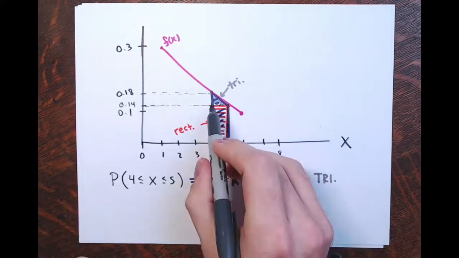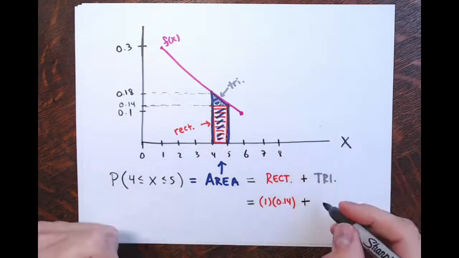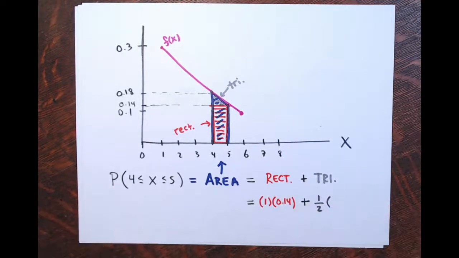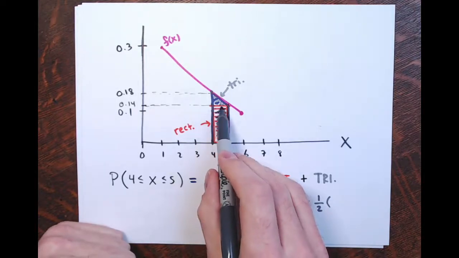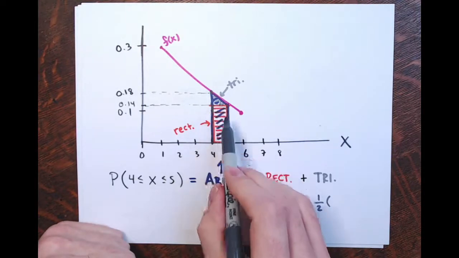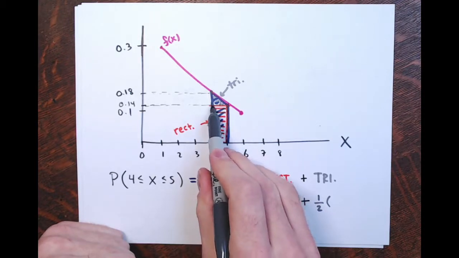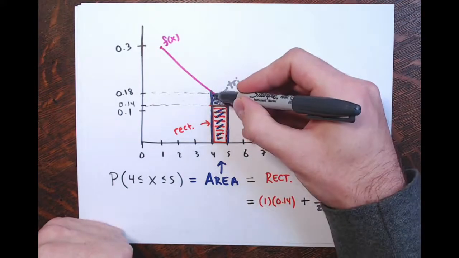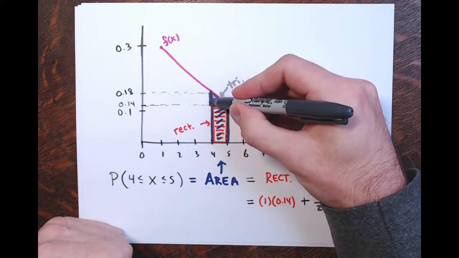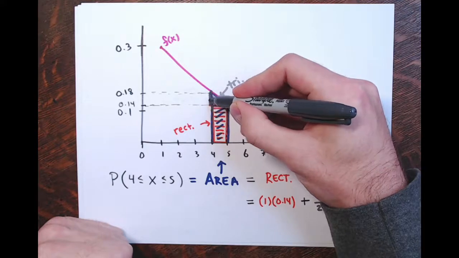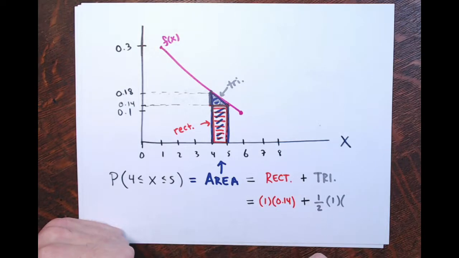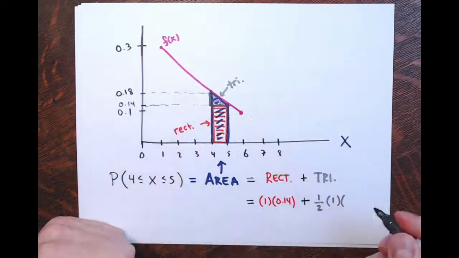And then the area of this gray triangle up here. Remember, the area of a triangle is half the base times the height. So I have a half there, or 0.5 if you want to write it. The base here, the length across the bottom, is 1 unit, going from 4 to 5. So half of 1, which is just a half, times the height. Now the height is this distance here, from 0.14 to 0.18. That distance is 0.04, right? 14 hundredths to 18 hundredths is 4 hundredths, or 0.04.